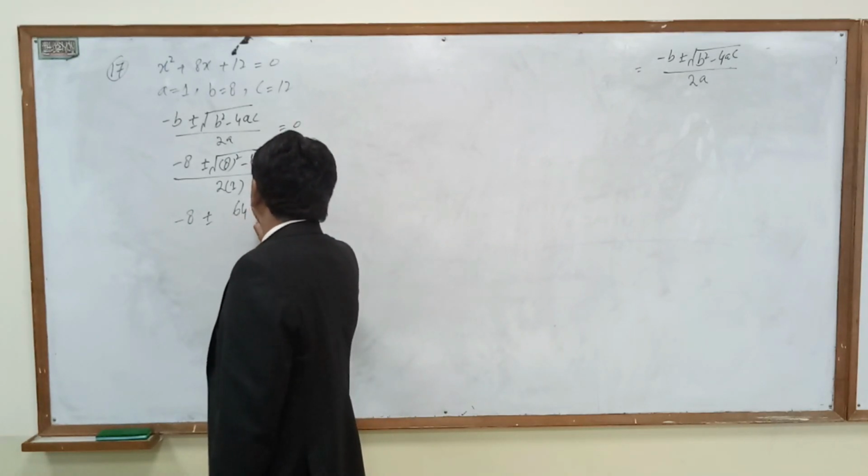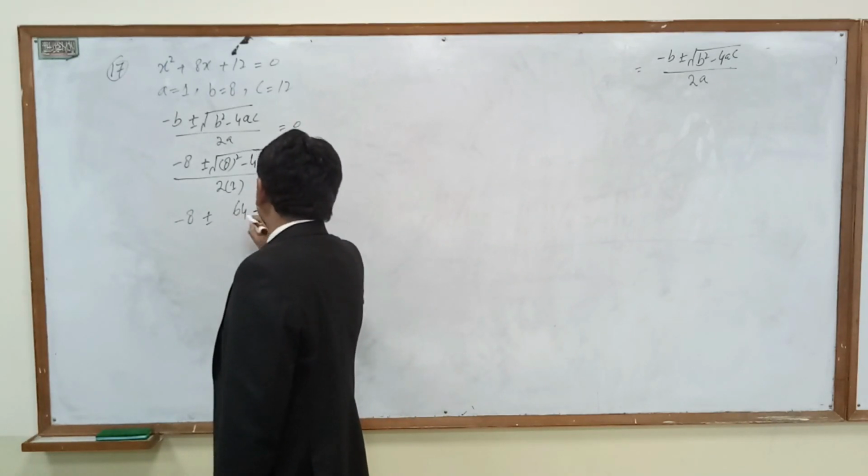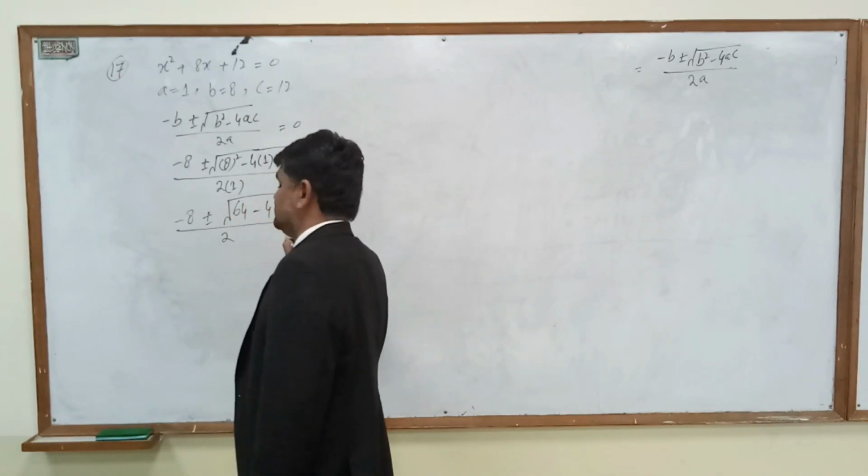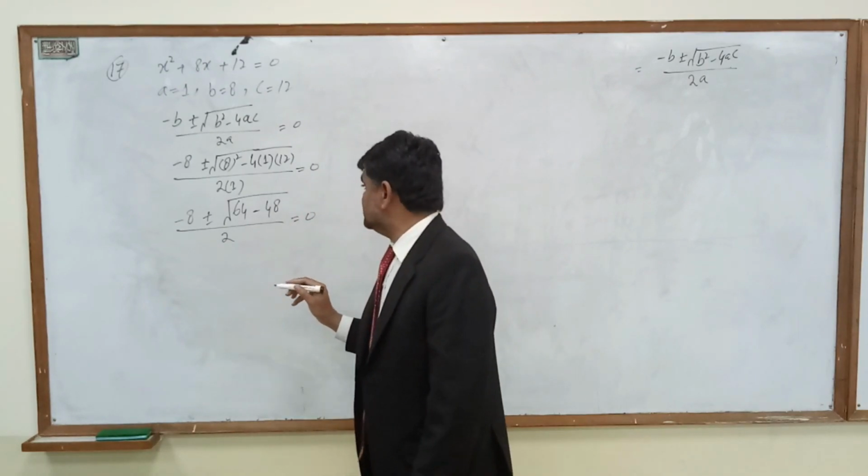64 minus 48, under the root, divided by 2 is equal to 0.